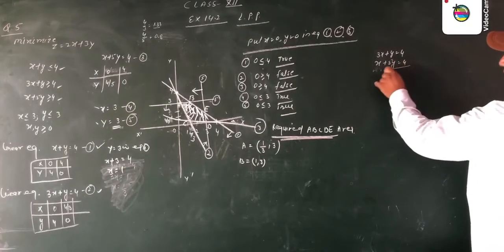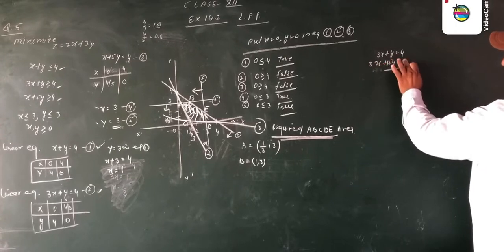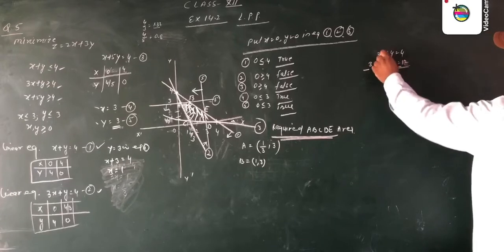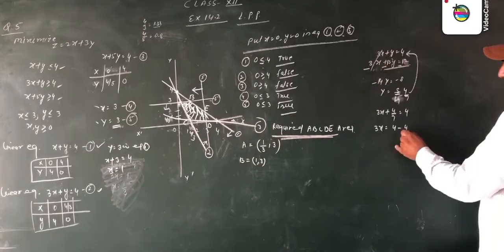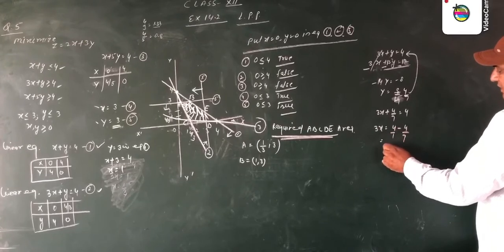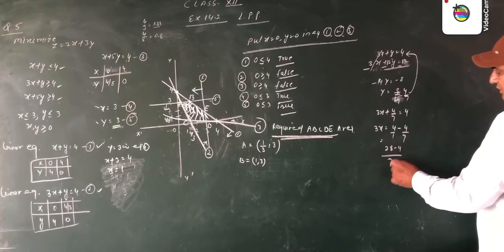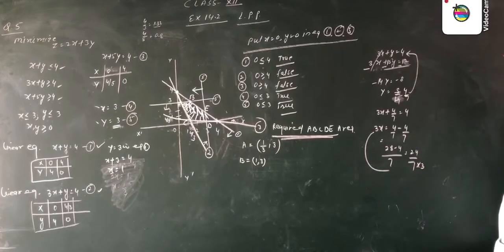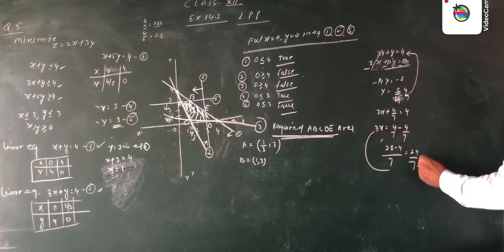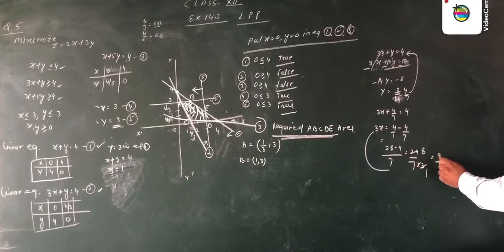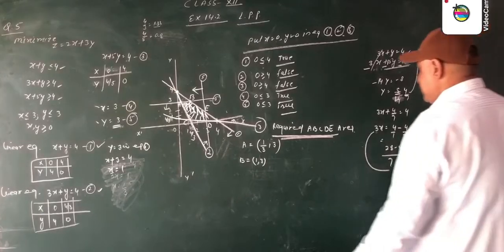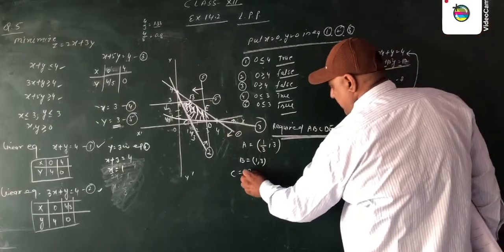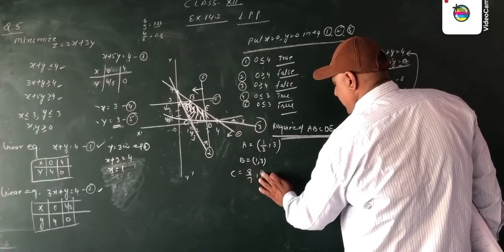We multiply this equation by 3. 3x plus 15y and this is 12. Now we cancel the common 3x, the minus signs cancel, and we get minus 4 upon 7. We take 7 as the LCM: 28 minus 4 by 7, we get 24 upon 7. We take the value of x, then take 3 downwards, we cancel this, and we get the value 8 by 7. This is the value of C. Now the point C is x is equal to 8 by 7, y is equal to 4 by 7.